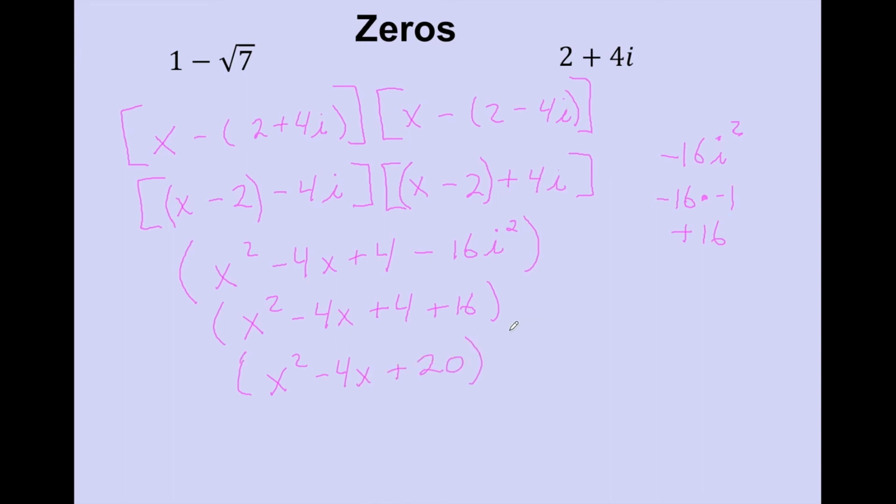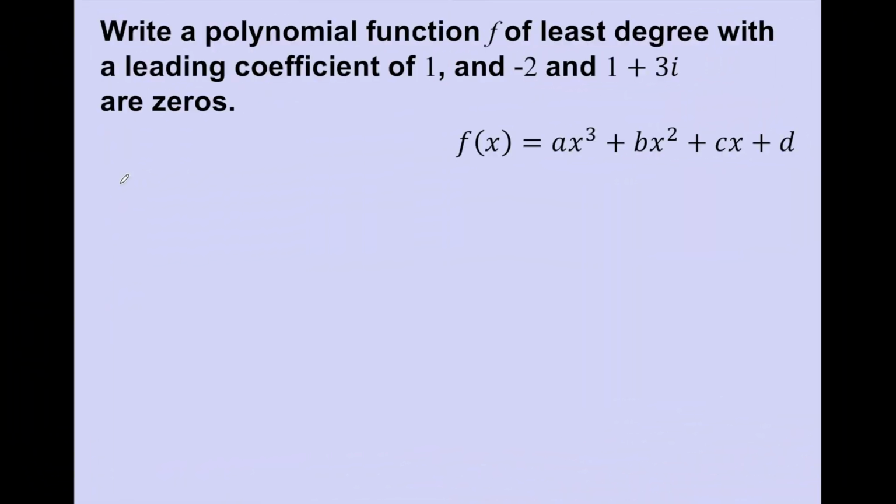Okay, glad you're back. Here's what you should come up with, x squared minus 4x plus 20. All right, I saved a little line here by regrouping in the same line. Showed you what happened over here with the negative 16i squared. And now let's apply it to some more problems. All right, next problem. Again, you only have two zeros. Here's one, here's the other. Okay?